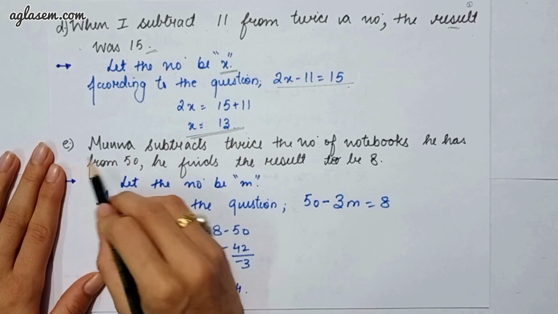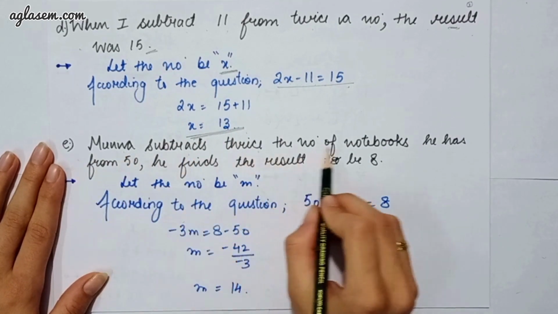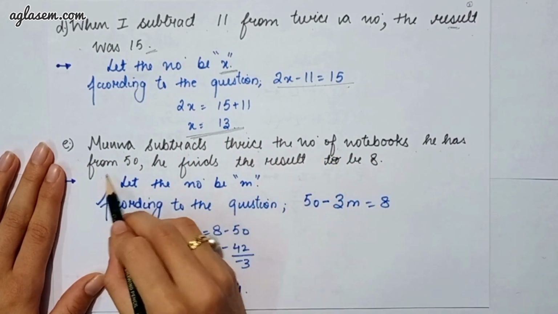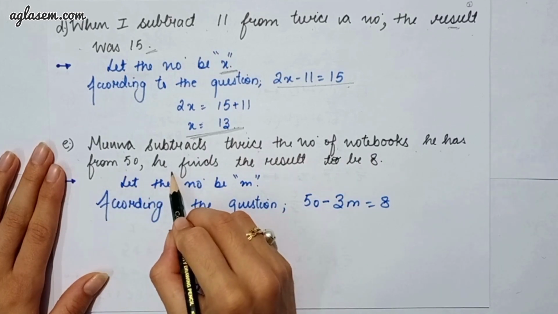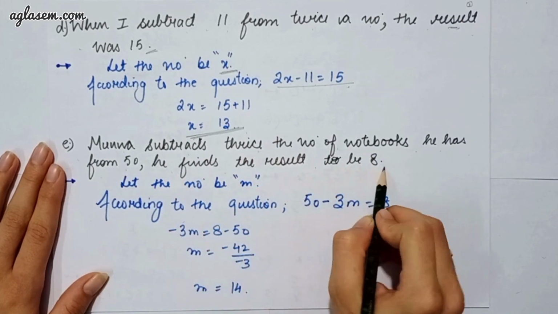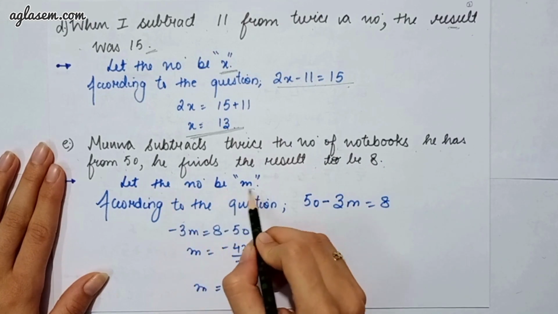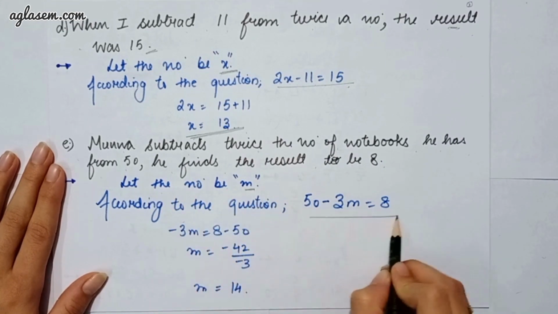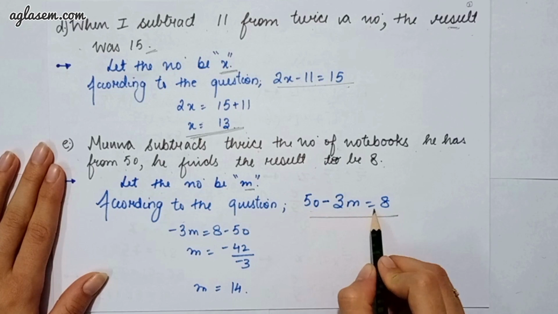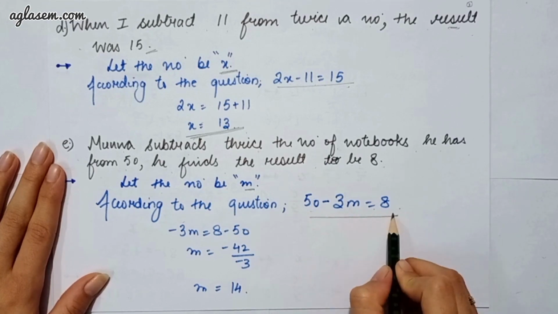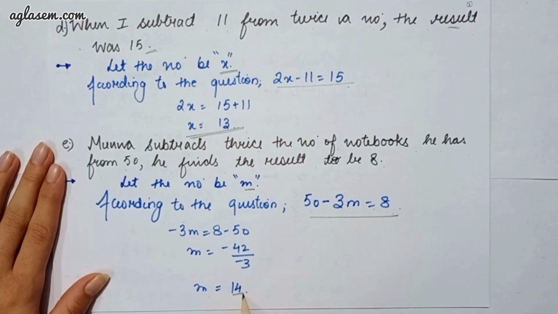E part says Munna subtracts thrice the number of notebooks he has from 50. He finds the result to be 8. So here we have to let the number be m. So our equation will be 50 minus 3m is equal to 8. After solving this equation, we will get m as 14.